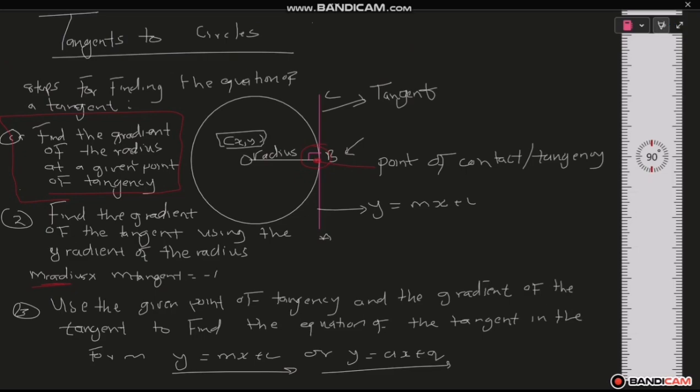that m there, the gradient, is not the gradient of the radius, but you substitute where there's m, the gradient of the tangent that you're going to find using that property that says m radius times m tangent equals -1. So if you have m radius, you can make m tangent the subject of the formula. Then you can use that m tangent as the gradient of the tangent. Then you use the point of contact, you substitute it where you substituted the m tangent. Therefore, you will have y equals the gradient, which will be m tangent, plus c.